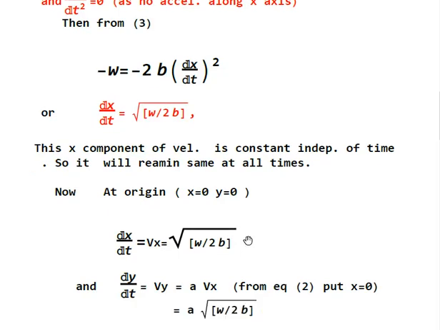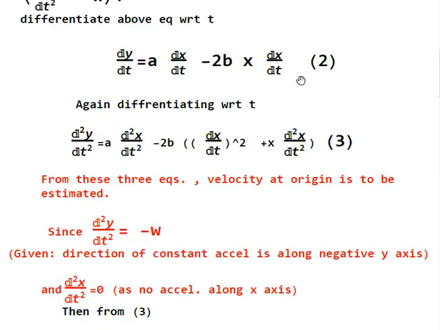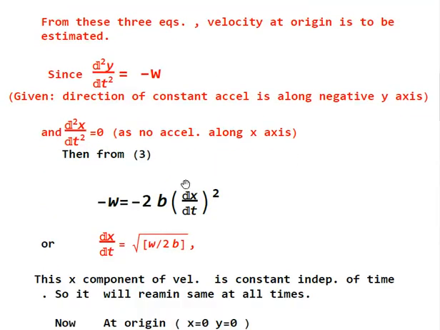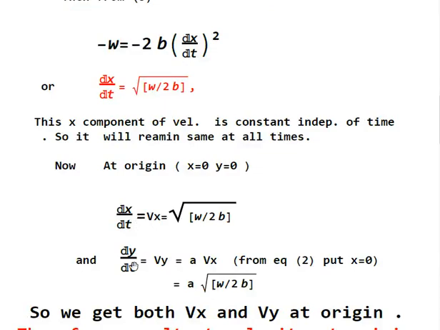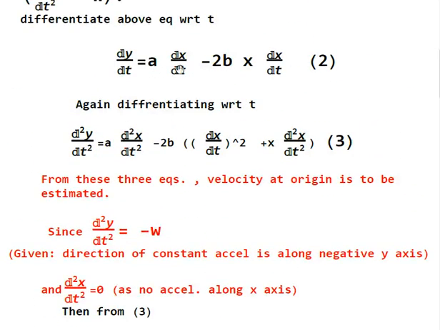Now if you see the equation number 2 here, at the origin this x goes to 0, and if we put the value of dx/dt जो कि हमने निकाला है, तो we can find out dy/dt. So we can get at the origin dy/dt = a vx. Here you can see a, this dx/dt is the x component of the velocity, a vx. This term goes to 0.